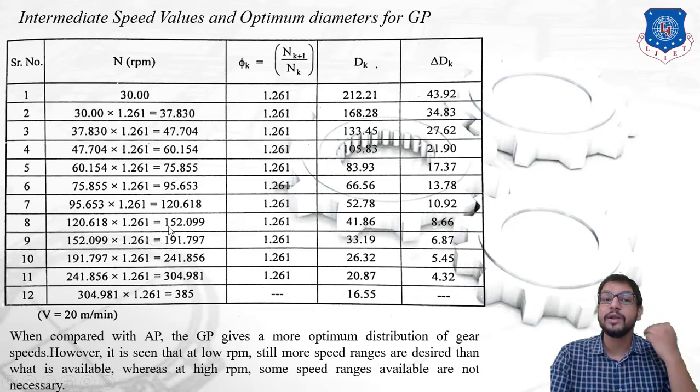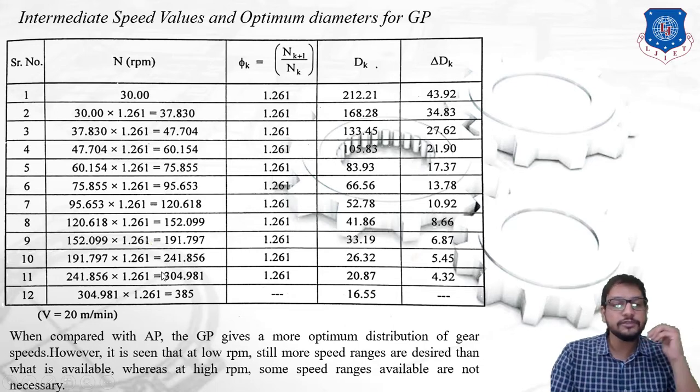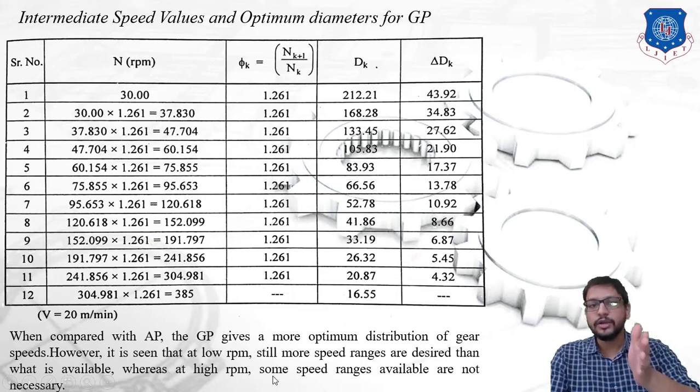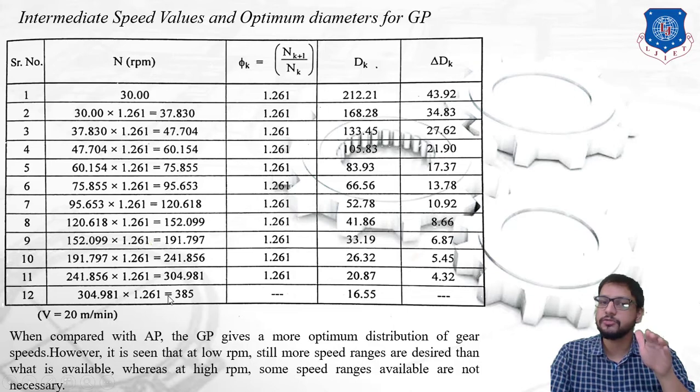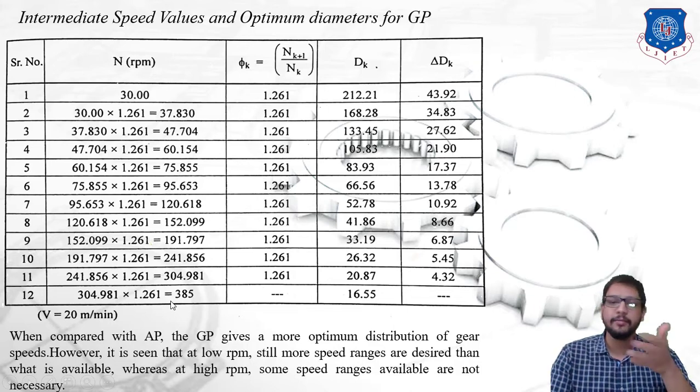That is, after 191, you can see 241. After 241, it is 304. Which means GP is good in providing a speed distribution when it is in a low RPM range, but it is not a proper distribution of speed in a high RPM range.